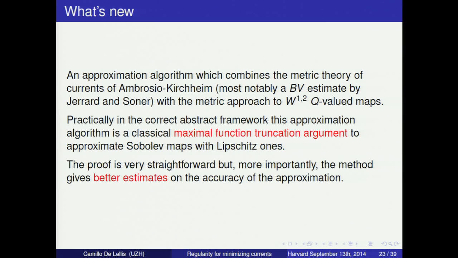So typically, your approximation is something like this. You have a current which is almost flat. It will coincide with the graph of a Q-valued function, except for a set of small measure. And the approximation will be Lipschitz. And now you actually want to know how big is the measure of the set where you miss the current compared to how big is the Lipschitz constant. Typically, you would like to keep both the Lipschitz constant small and the size of the bad set, where you don't have coincidence with the graph, small. And this approach gives you much better estimates.